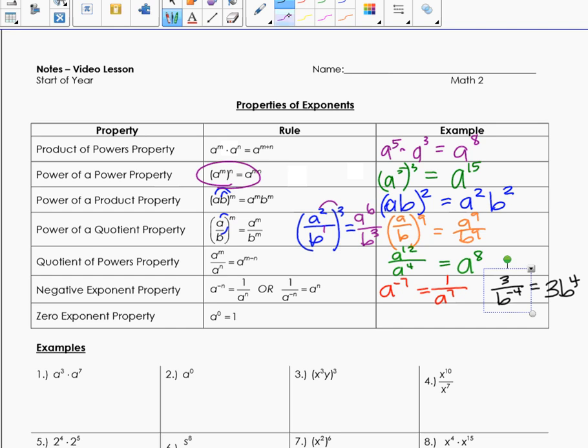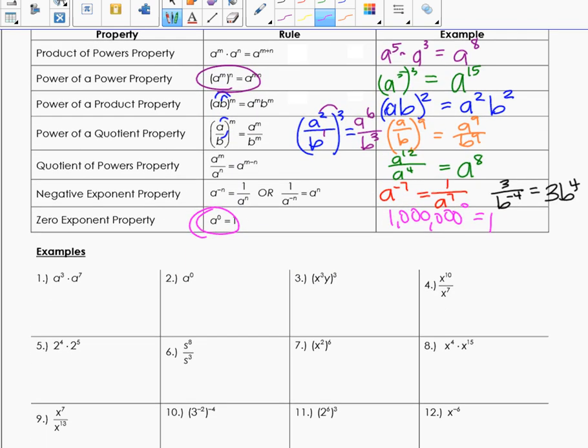Okay. This last one is the zero exponent property. Just remember, anything to the 0 power is always going to be 1. So I could put anything here. I can put 1 million to the 0 power, and it's going to be 1. No matter what it is, if it's to the 0 power, it's 1.